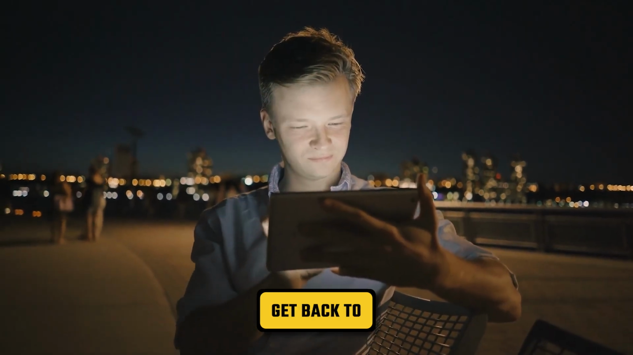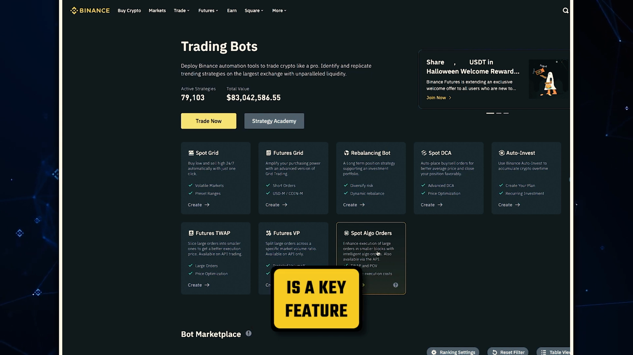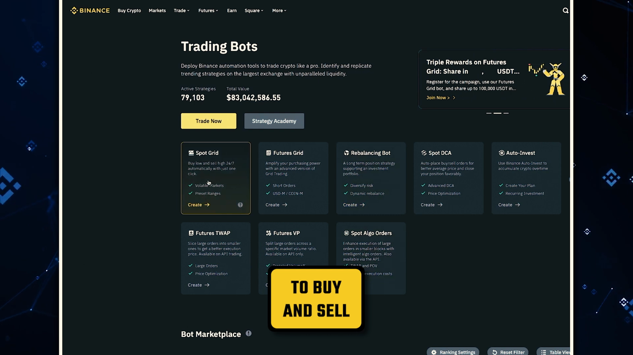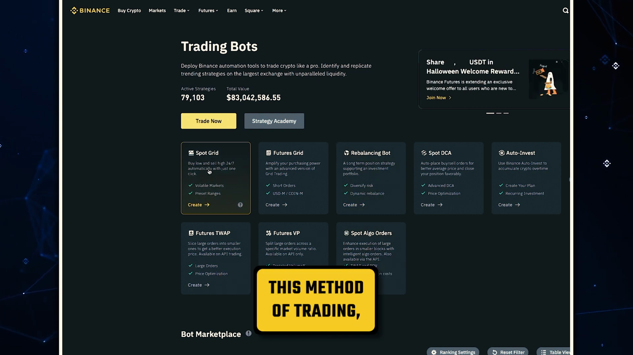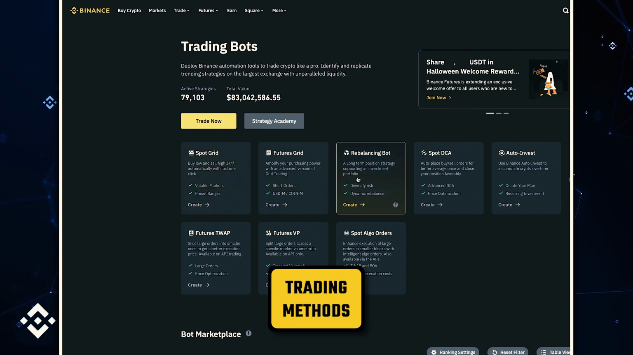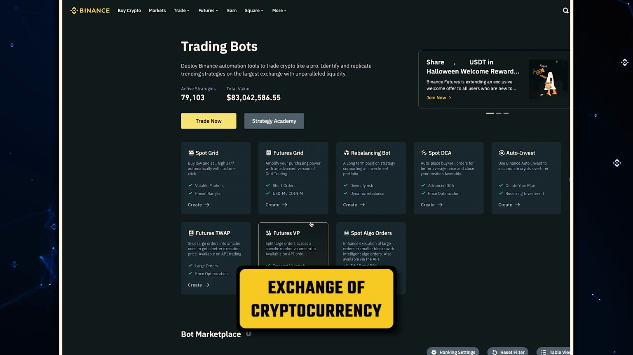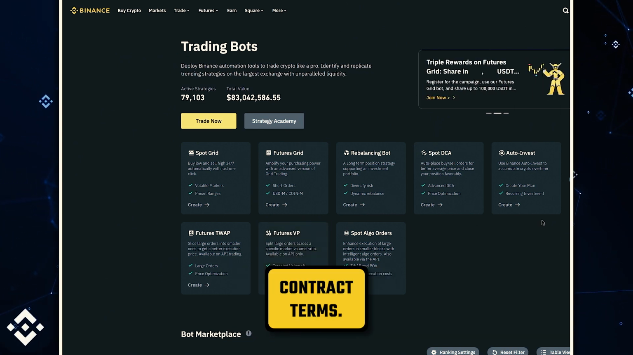Now, let's get back to our focus in this video. So Binance spot trading is a key feature on the Binance platform that enables users to buy and sell cryptocurrencies at current market prices. This method of trading, unlike other trading methods, such as futures or options trading, involves the direct exchange of cryptocurrencies without the use of leverage or predetermined contract terms.